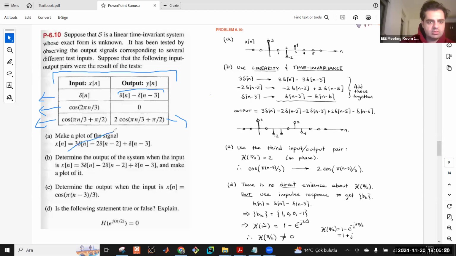I will skip this plotting part. Determine the output when the input is this value. So we know the impulse response, and this signal is a superposition of different impulses. Therefore, we can use superposition to find the output.